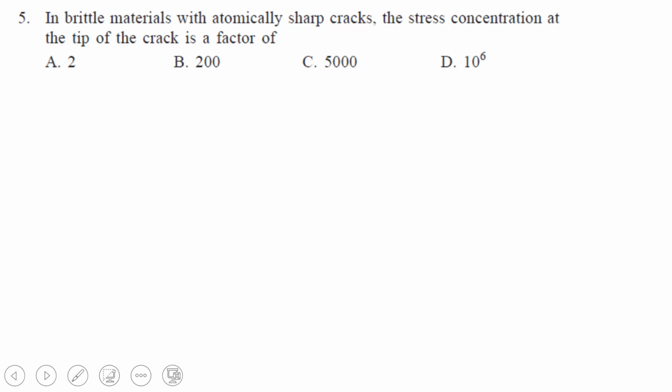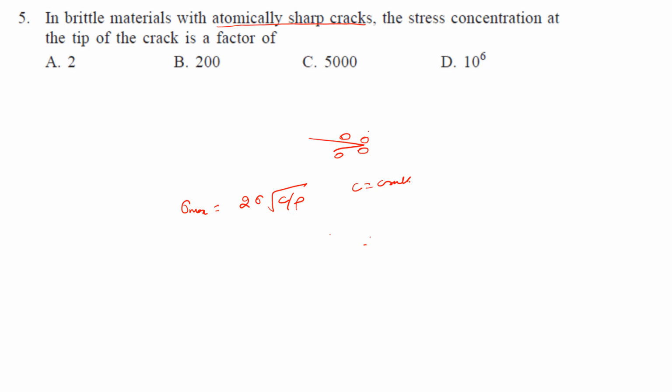In brittle materials with atomically sharp cracks, the stress concentration at the tip of the crack is a factor of... atomically sharp. That means it is very sharp, just by the gap of an atom. So if you see the formula given in the V. Raman book, then sigma max, that is the stress concentration, is given by the formula root of c by rho. c is the crack length, rho is the radius of curvature.